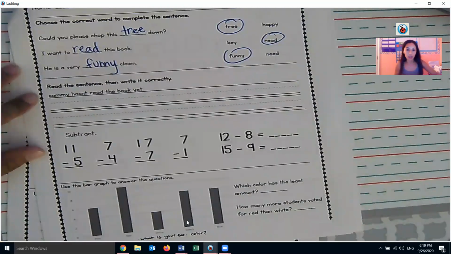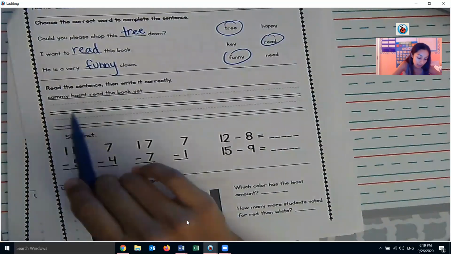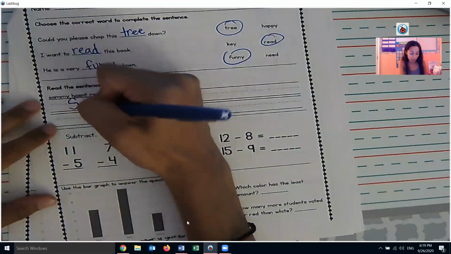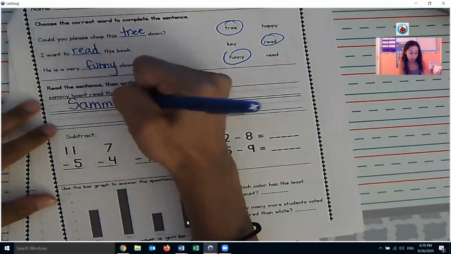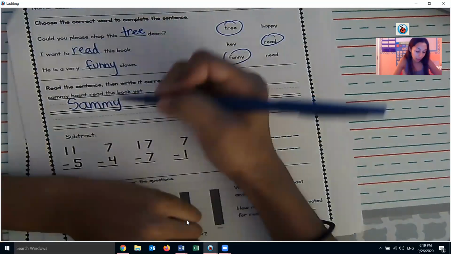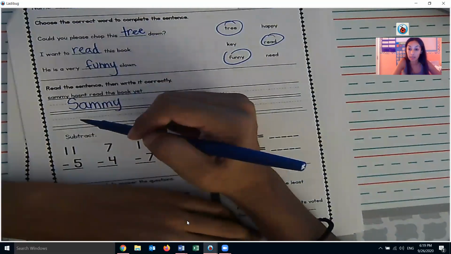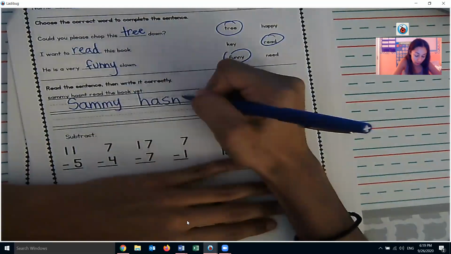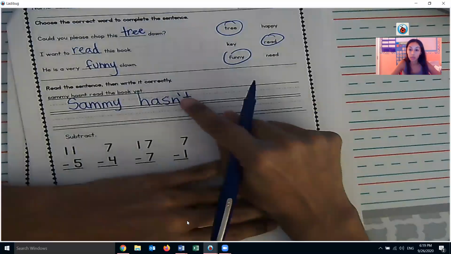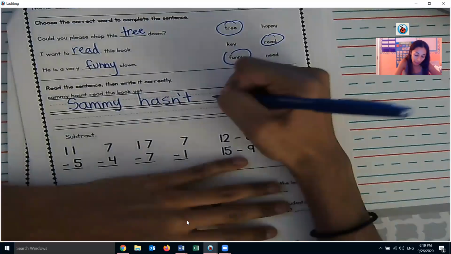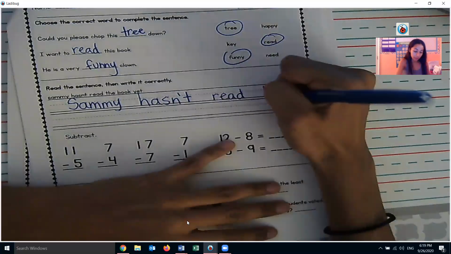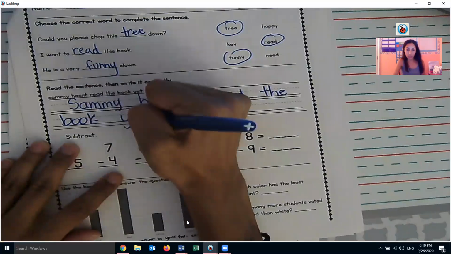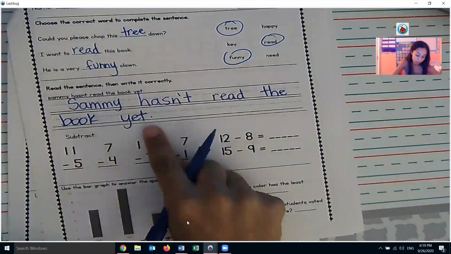Read the sentence, then write it correctly. Sammy hasn't read the book yet. So first thing is we need to capitalize Sammy. Names should always be capitalized, but here kind of double time because it's the beginning of the sentence. Sammy hasn't is a contraction, so we need that apostrophe before the T. Hasn't read the book yet. That gets a period at the end, so we need that punctuation.